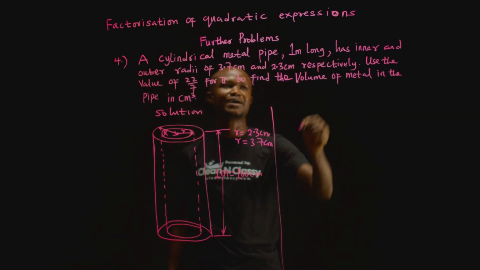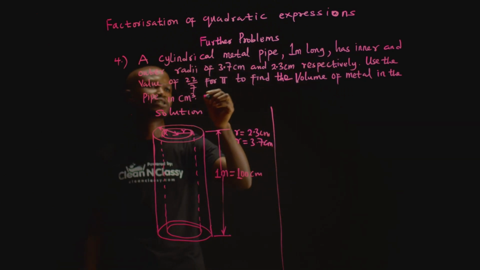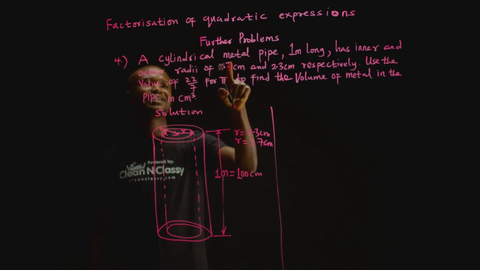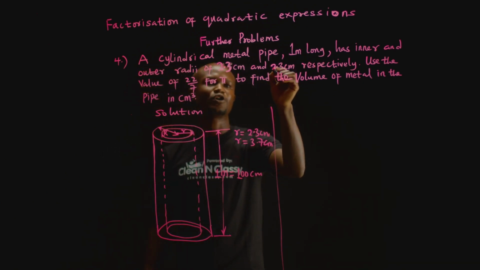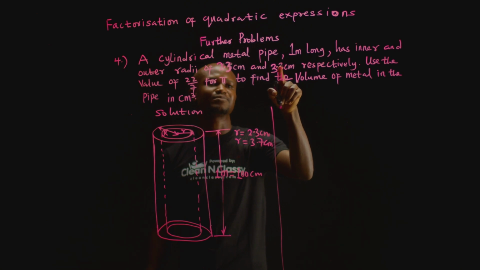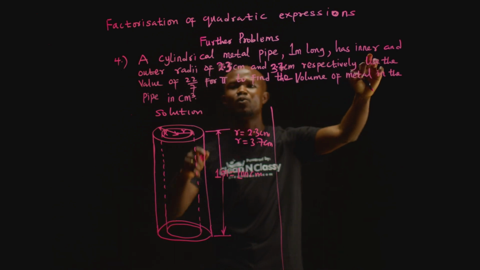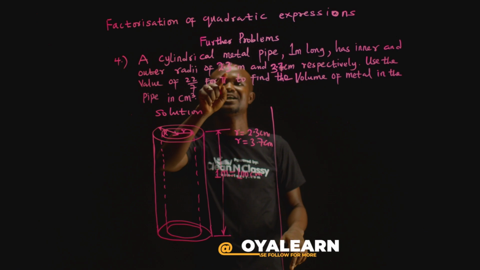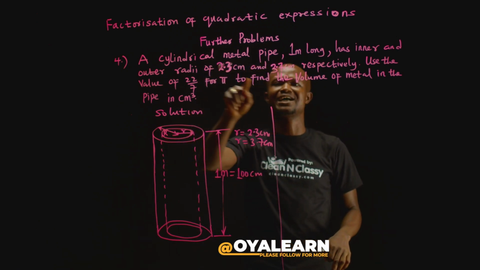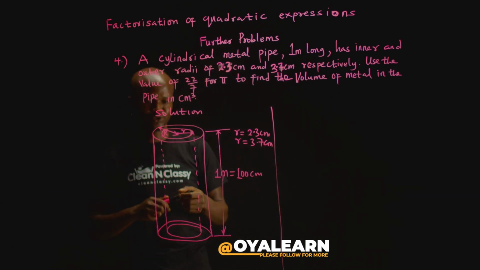So there should be an adjustment on the question. This one should be 2.3 centimeter, while this one should be 3.7 centimeter. Sorry about that. The inner radii should be less than the outer radii. Inner radii is 2.3 centimeter, while the outer radii is 3.7 centimeter. Please take note of that.